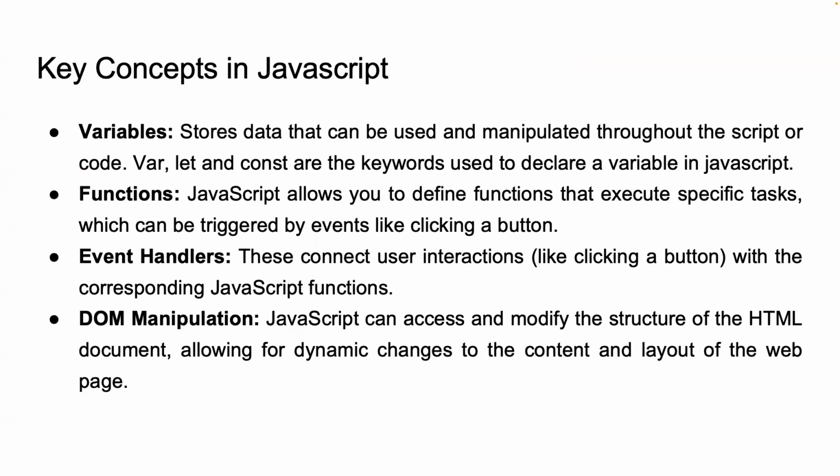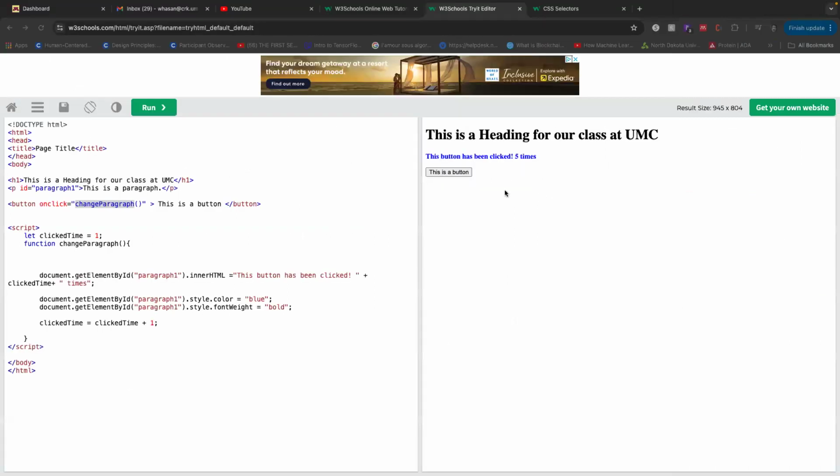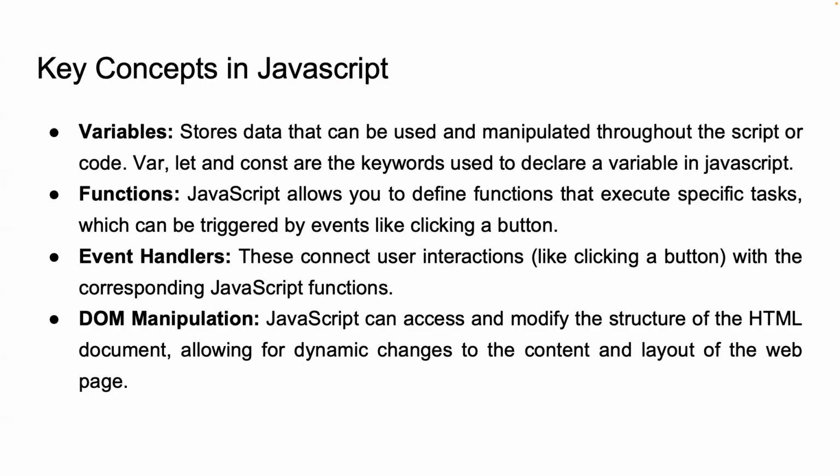These connect user interactions like clicking a button with the corresponding JavaScript function. DOM manipulation is where JavaScript can access and modify the structure of the HTML document, allowing dynamic changes to the content and layout of the web page. That's what we showed here. So we modified the HTML, we modified the CSS using connectors like this button, and we used functions as well.